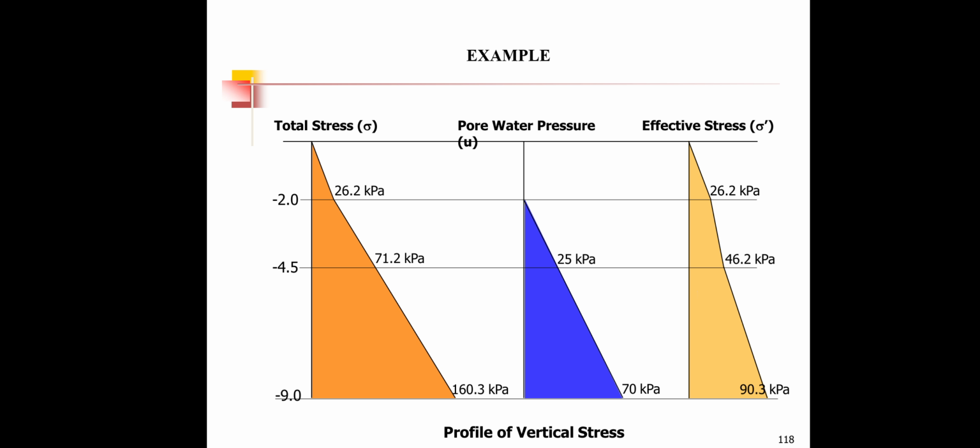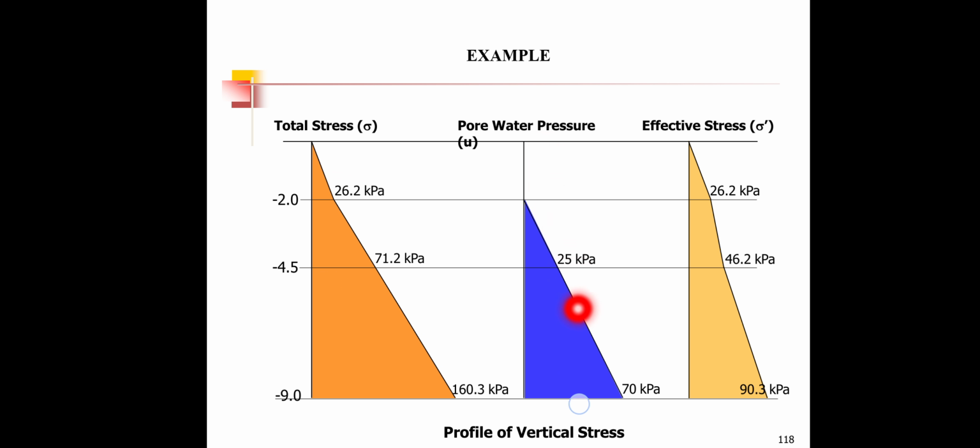Once we have obtained all the values of total stress, pore water pressure and effective stress, we need to draw a pressure distribution diagram showing how pressure varies from top to bottom. At the top it is 0, at the bottom of the first layer 26.2 kilonewton per square meter is the pressure, at 4.5 meter depth it is 71.2 kilonewton per square meter, and at a depth of 9 meter, 160.3 kilonewton per meter square is the total stress. This includes the pressure carried by the soil particles plus the pressure carried by the water.